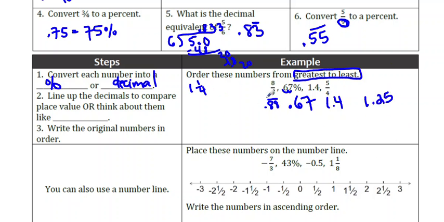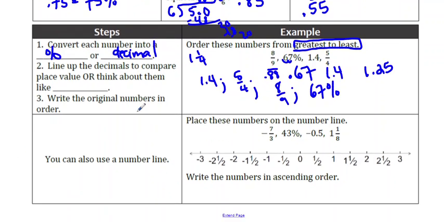So I'm going biggest to smallest. My biggest number is 1.4. My next biggest number is this 1.25, so that's 5/4, so that's going to go next. My next biggest number is 0.88888. That's bigger than 0.67, so 8/9 comes next. So last but not least is 67%.